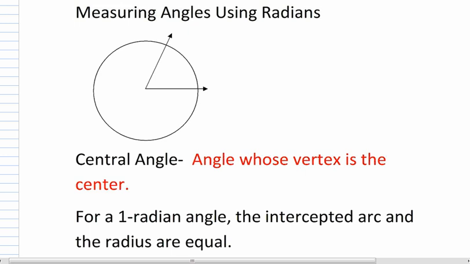Now, the concept of a radian. A radian is basically a different way to measure an angle, and it deals with the arc length. So if you look at this here, this S is considered the arc length.